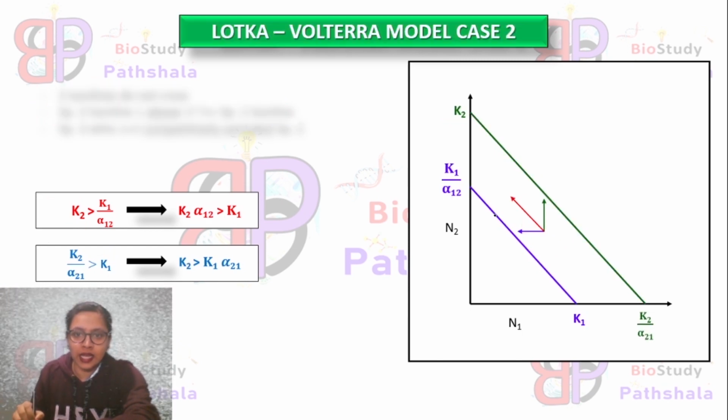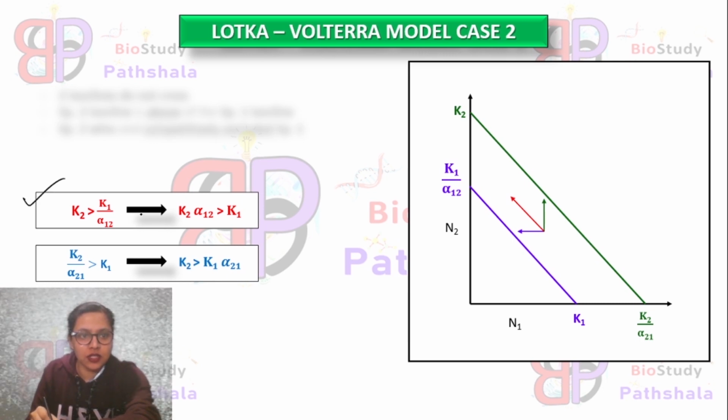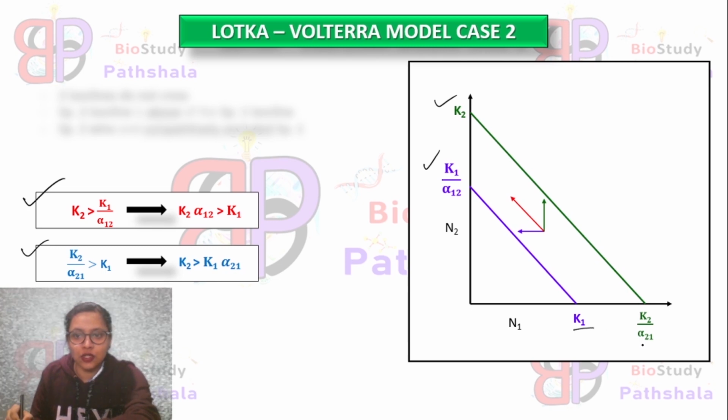Now the second case study. You can see here the conditions are K2 is greater than K1 divided by alpha 12. That means the carrying capacity of species 2 is extreme. So we are putting these 2 points on the y-axis here and here, and the second condition is K2 divided by alpha 21 is greater than K1. Now we are putting these values on the x-axis and we can get these 2 points.